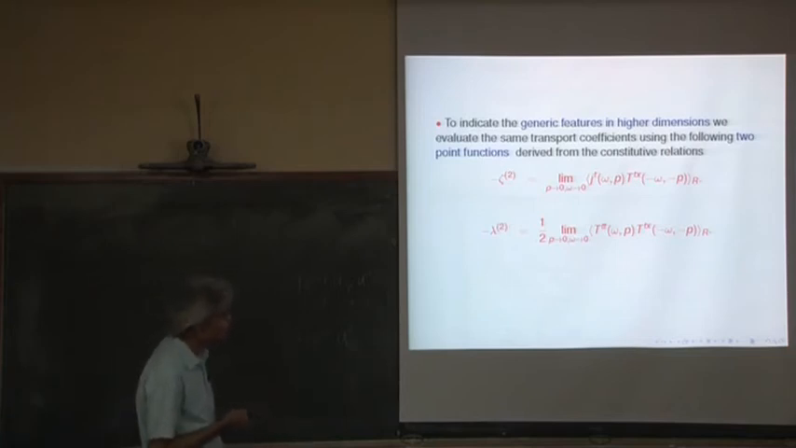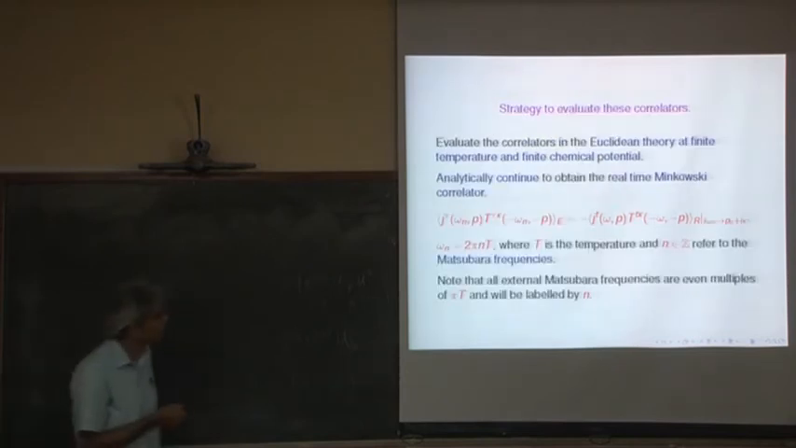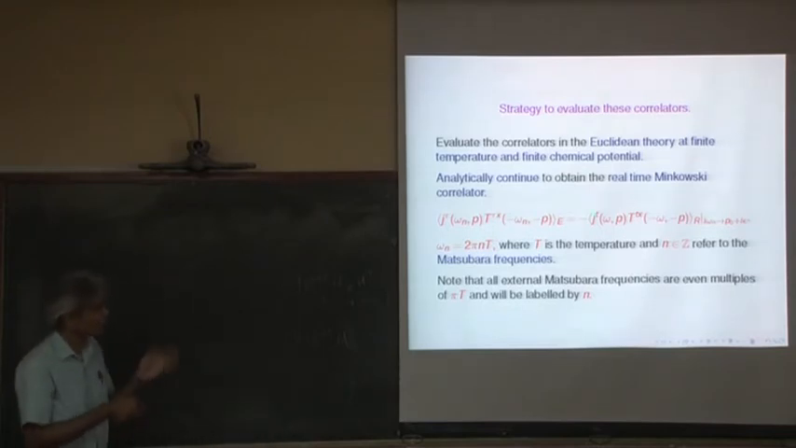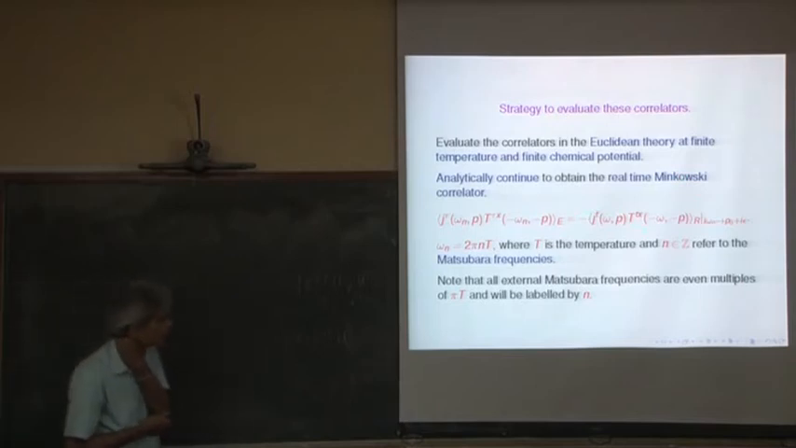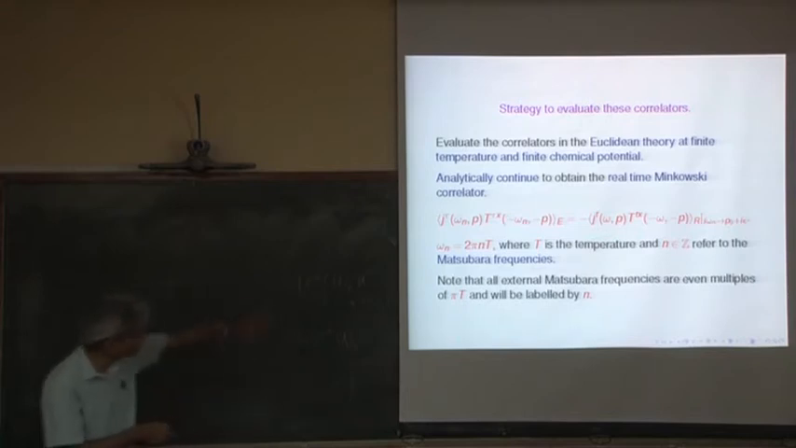So this is the 2-point function, and we need to evaluate these 2-point functions in perturbation theory. What is the strategy? We'll evaluate the correlators in the Euclidean theory at finite temperature and finite chemical potential, then analytically continue to the real-time Minkowski correlator. Here's the standard prescription for doing that. In the Euclidean theory, of course, these are Matsubara frequencies: the external frequencies are integer moded, and the internal ones, when the fermions are running in the loop, will be half integer moded.